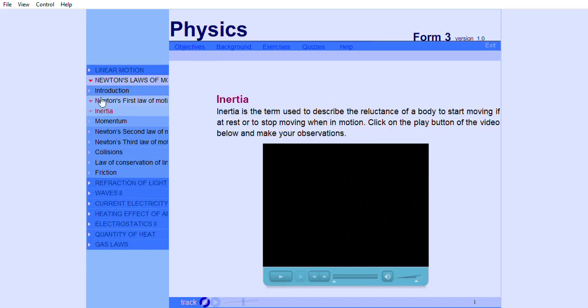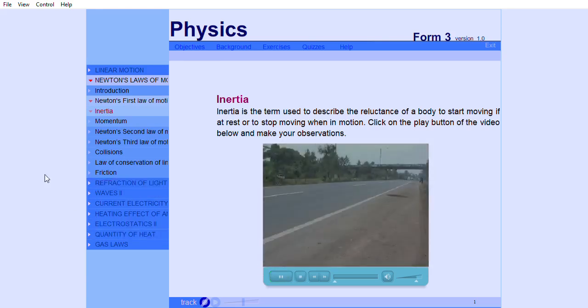Inertia. Inertia is a term used to describe the reluctance of a body to start moving if at rest or to stop moving when in motion. Click on the play button of the video below and make your observations.